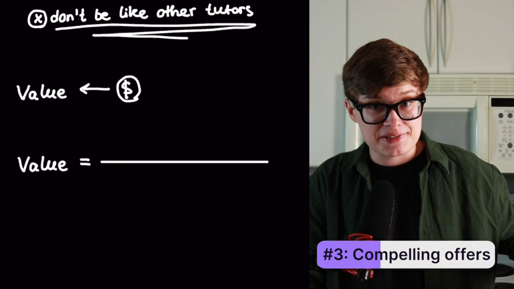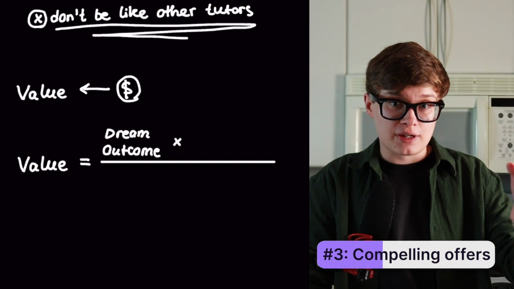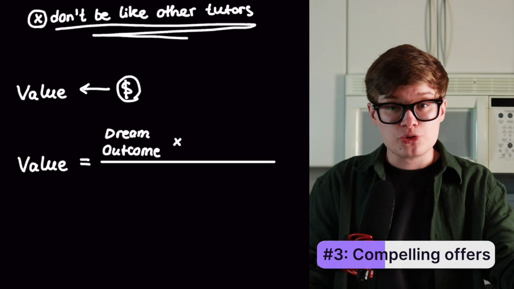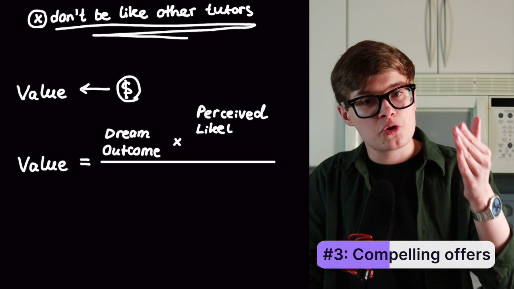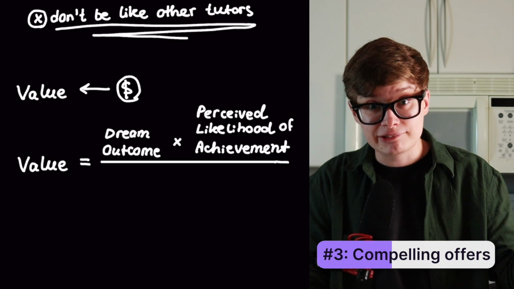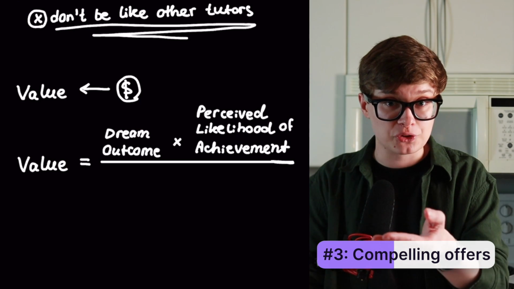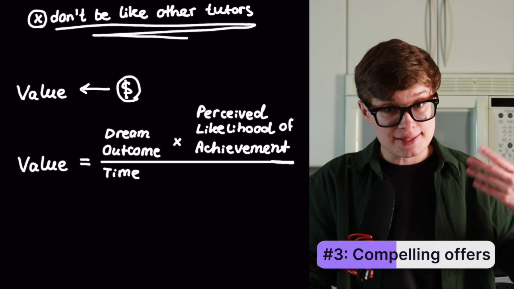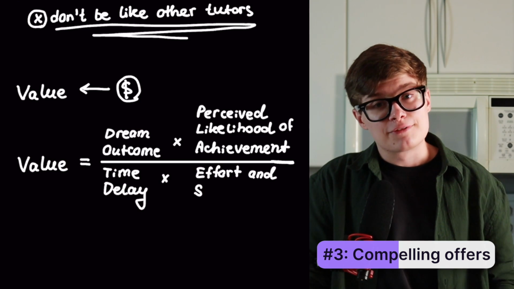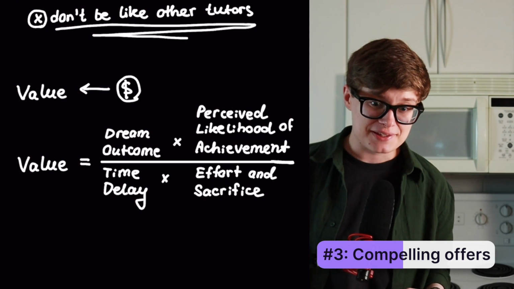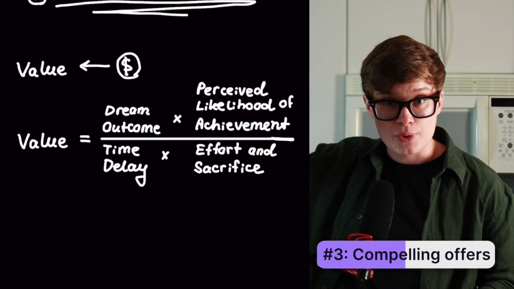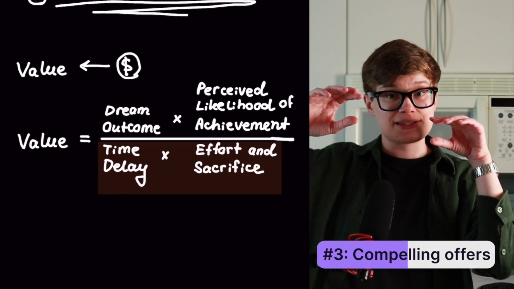So value is basically dream outcome, so whatever it is your students are trying to achieve, multiplied by perceived likelihood of achievement. So how likely are they to actually achieve that goal? Divided by time delay and effort and sacrifice. That's it. So what we want to do, we want to maximize whatever is on the top of the equation and minimize whatever is at the bottom.